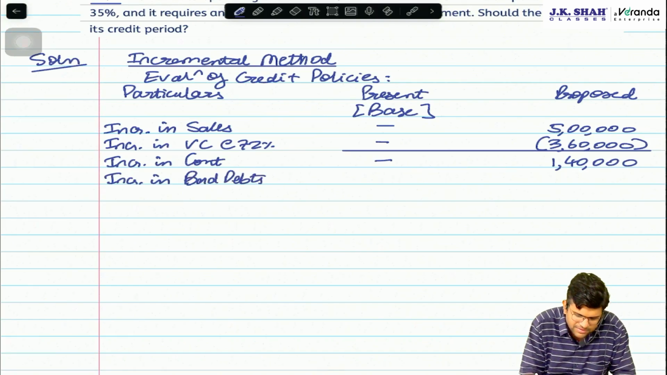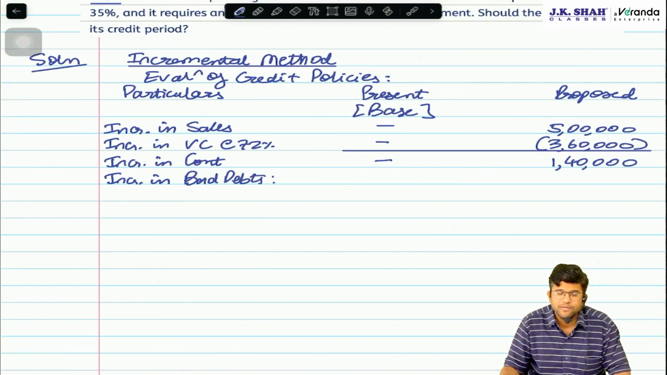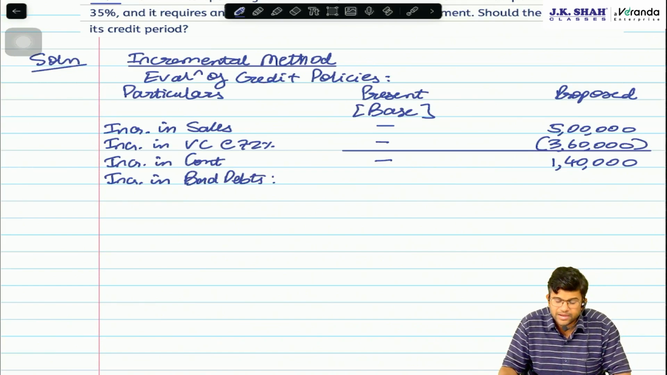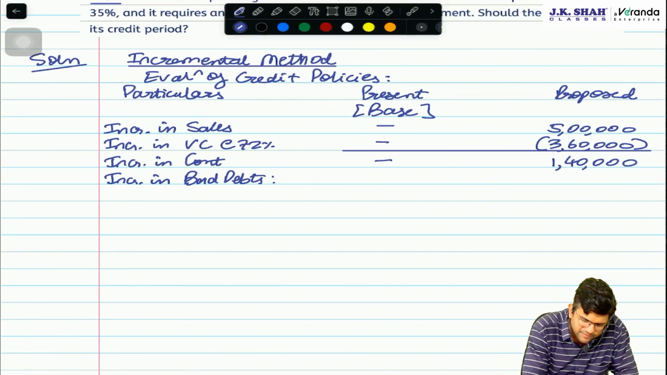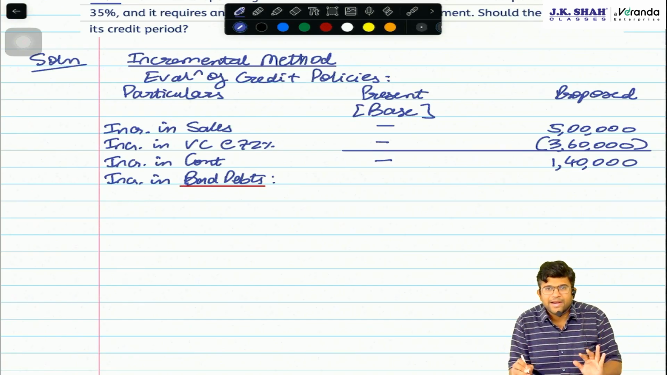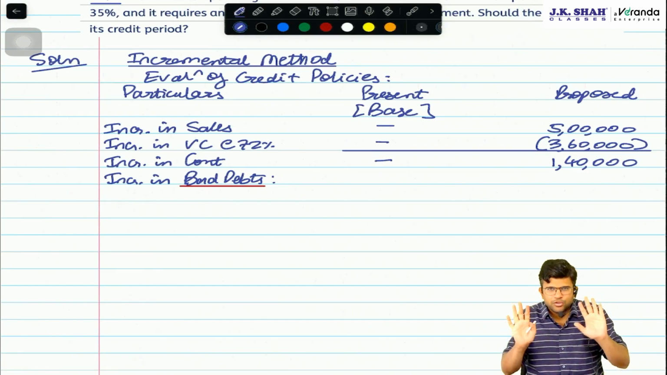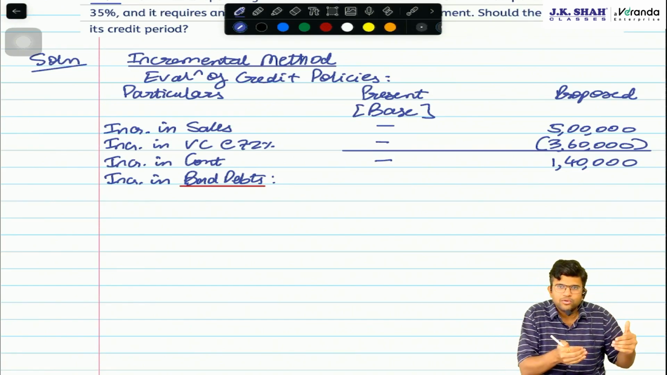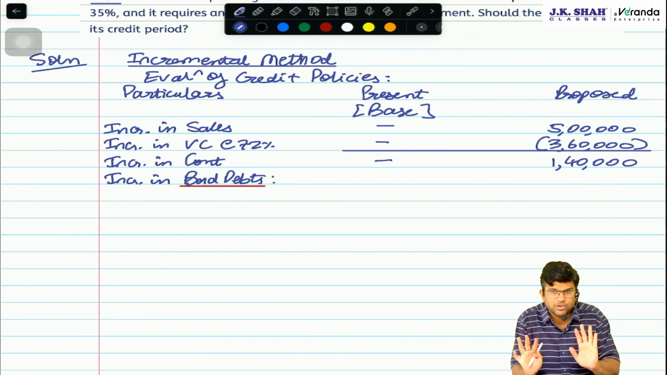Increase in bad debts. Now, this is a tricky point. You have to be very, very careful. Everybody clear? Increase in bad debts. In bad debts, okay, I'll mark this for you. In bad debts, you have to first of all write down the original bad debts of both plans and then do the incremental. Don't go for any shortcuts.